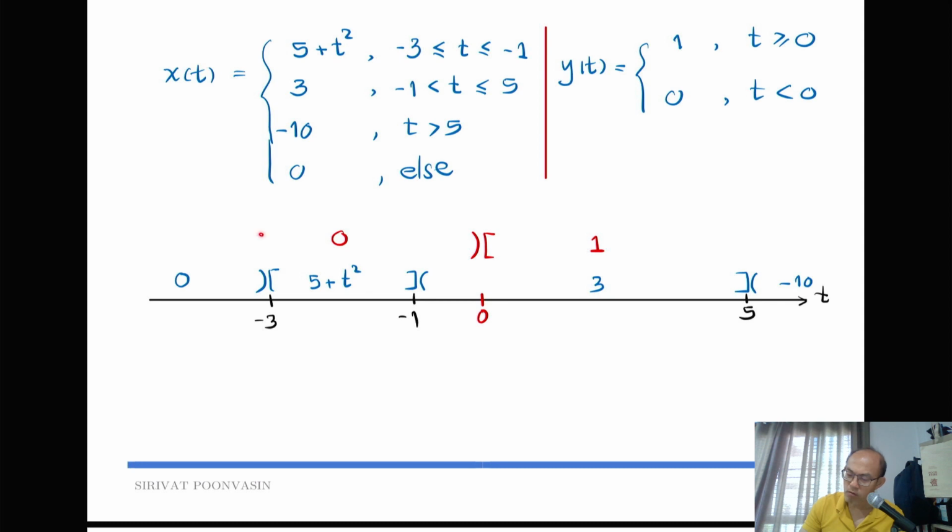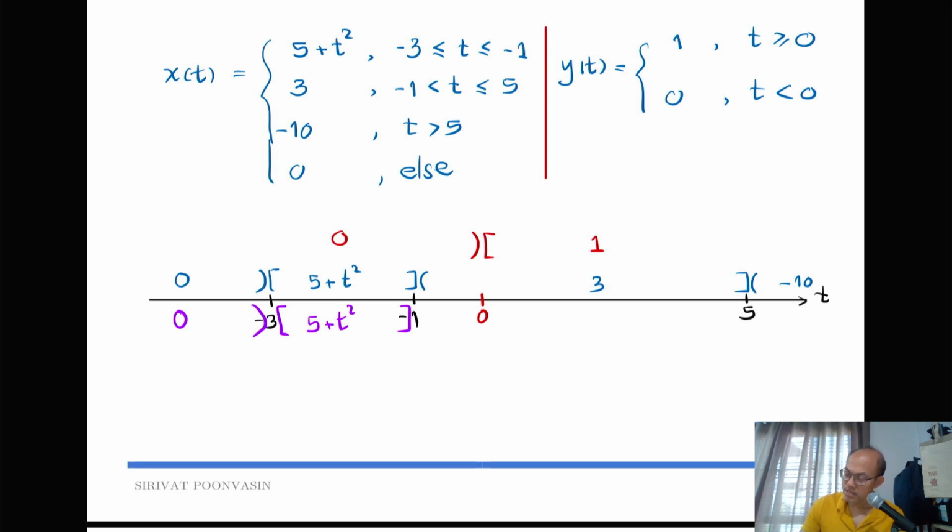Over this interval, both the blue and the red are 0. So over this interval, the result would be 0. Now, over this interval, x is 5 plus t squared, but y is 0. So adding them, we get 5 plus t squared. It's a closed interval here, and this is an open interval.